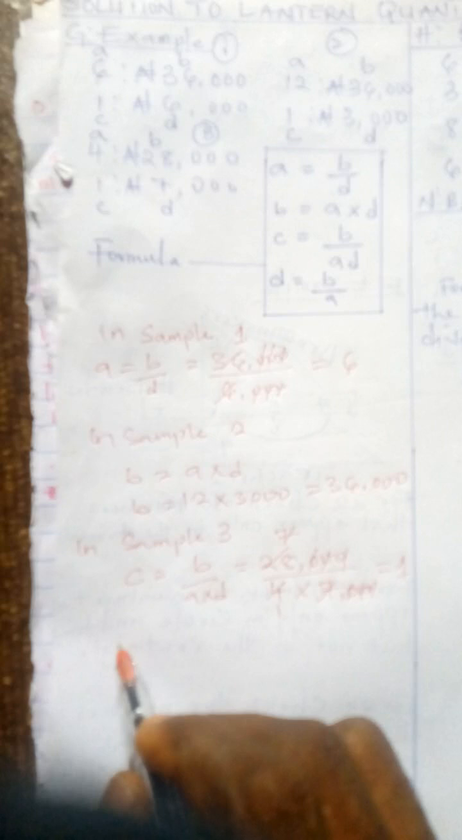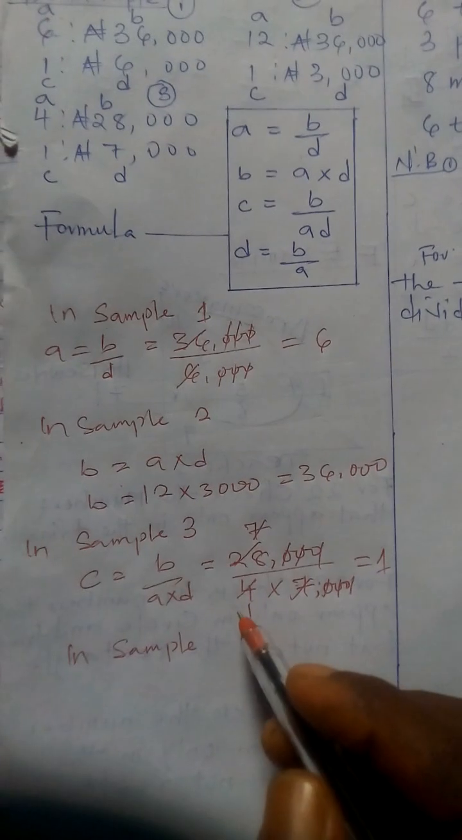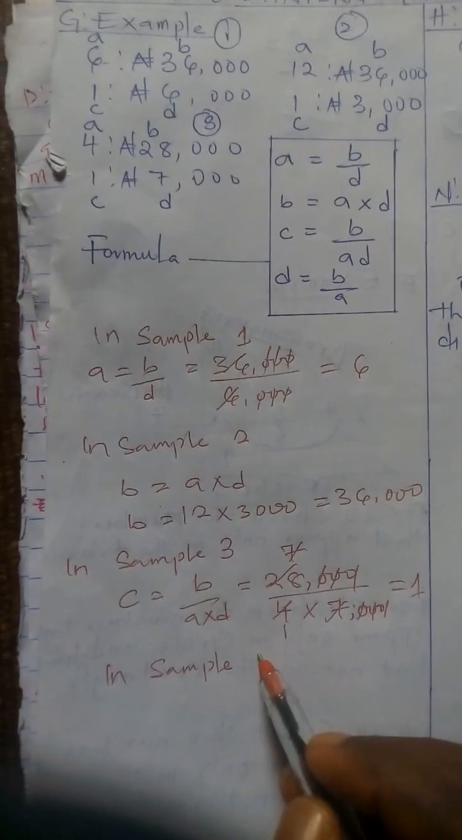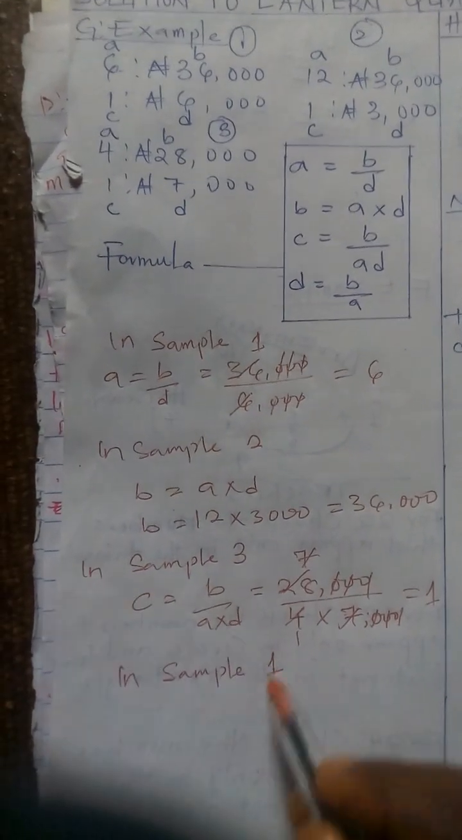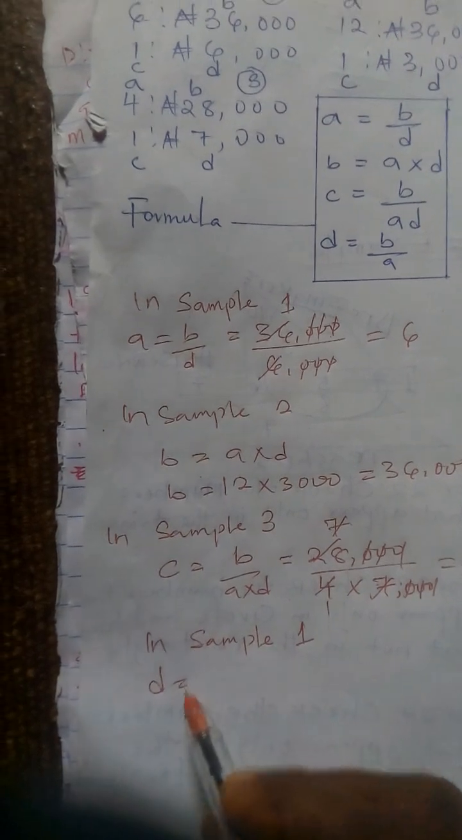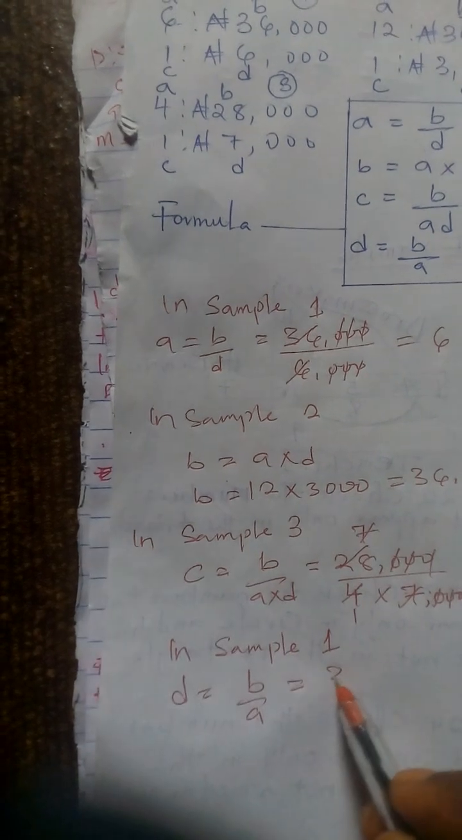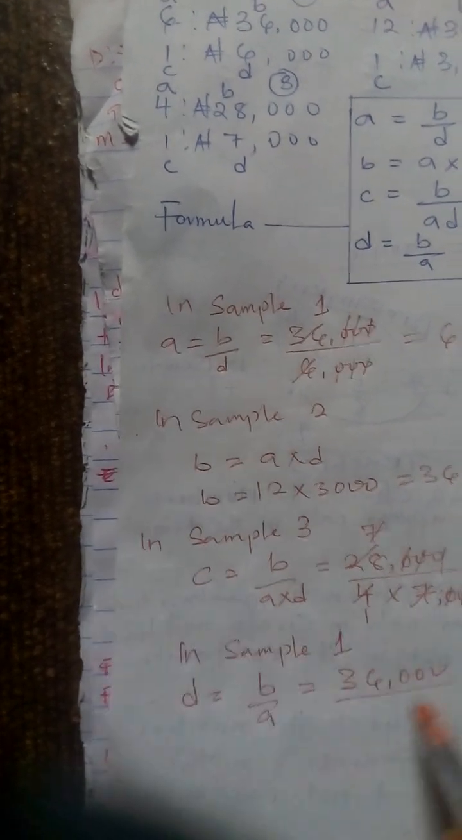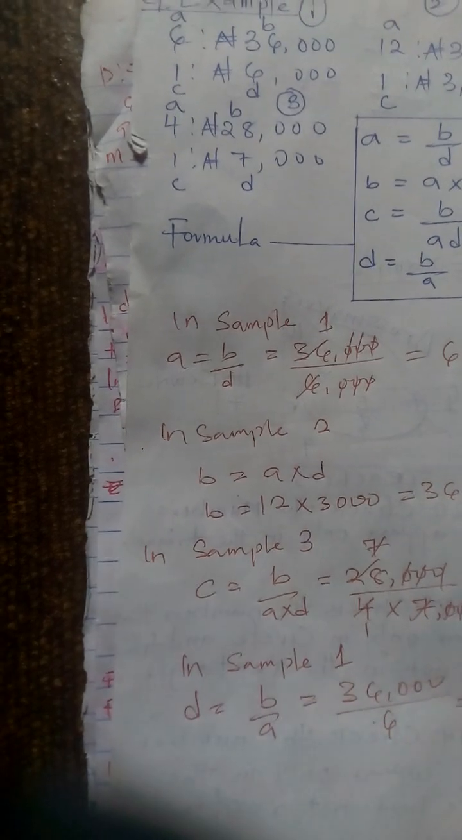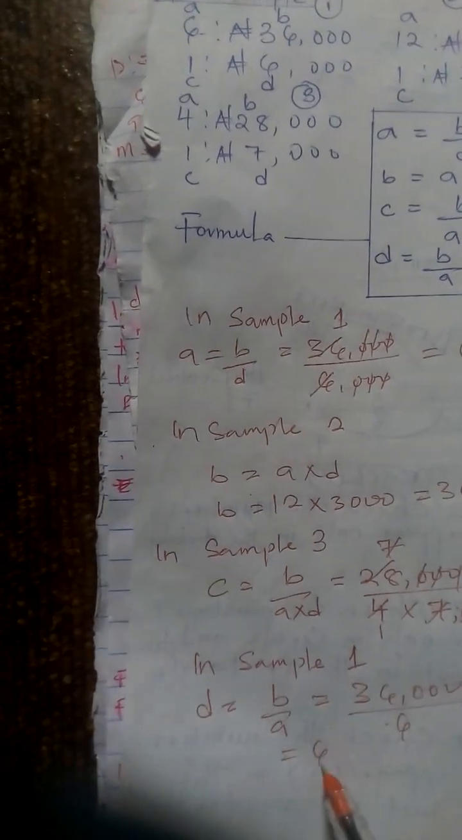Now in sample 1 again, let's find D. D is equal to B over A, and in that sample our B is 36,000. So if you divide it by A, which is 6, you have 6,000. Okay, so that's that for that particular one.